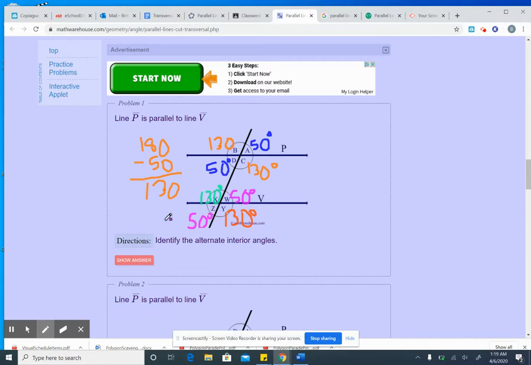Again, now that the diagram is complete, notice we only used two measurements this entire time, 50 degrees and 130 degrees. Hopefully this helped you understand angle measurements a little bit more when you're only given one angle.